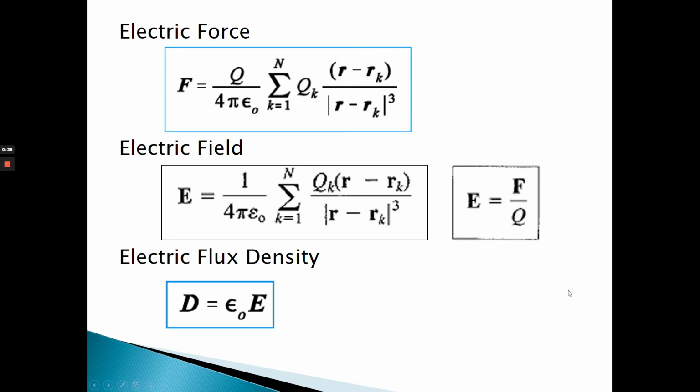We denote electric flux density with D, and D is equal to epsilon naught E. So if you multiply epsilon naught with the electric field intensity or electric field strength, you will get the electric flux density. But what is this electric flux density?